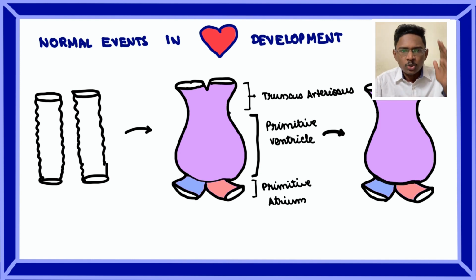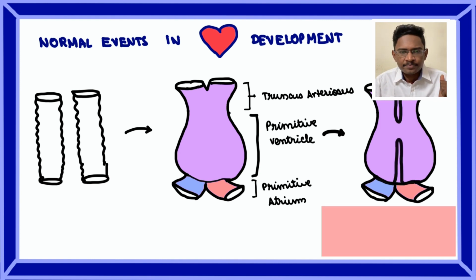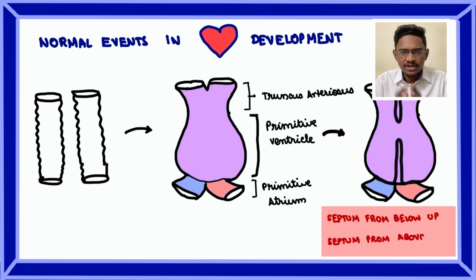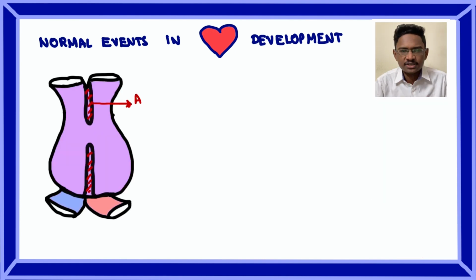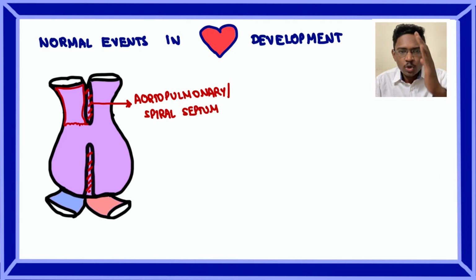So then, there will be a septum growing from below upward, a ventricular septum which will be dividing the right and the left ventricle, as well as an aortopulmonary septum growing from above downwards, which will be dividing the pulmonary and aortic trunk. But actually, the pulmonary trunk will be on the left side and the aortic trunk will be on the right side when the heart develops.